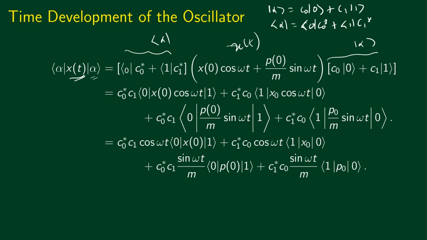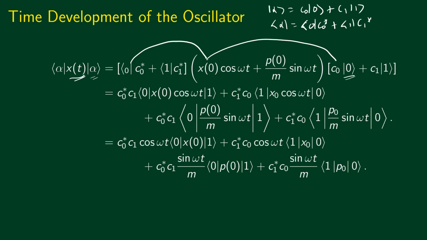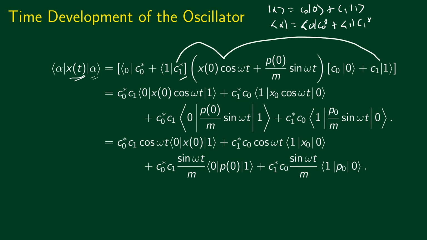Now we have to expand this, and we see that some of the terms are going to be 0, because the terms involving bra 0, x of 0 and ket 0 give 0. x involves a and a dagger, and it will take ket 0 to the other state ket 1, or it will annihilate this state. In both cases, this combination is going to give 0. Similarly, bra 1 C1 star x of 0 cos omega t C1 ket 1 is also going to give 0. So the non-zero terms are the cross terms.